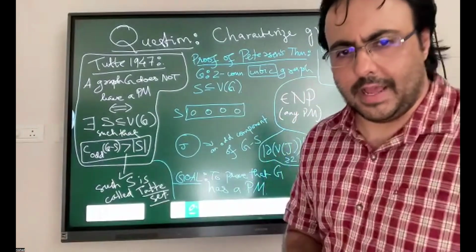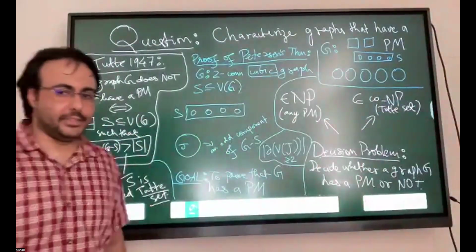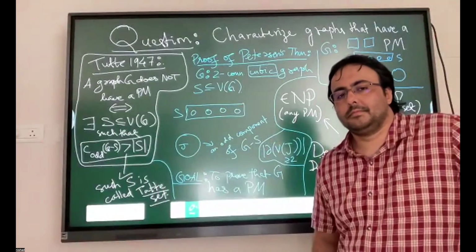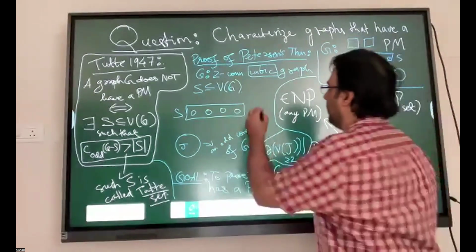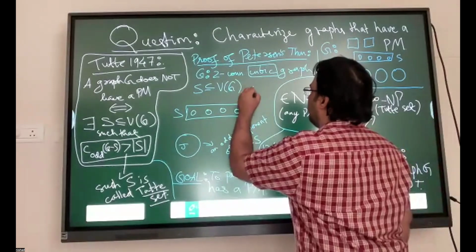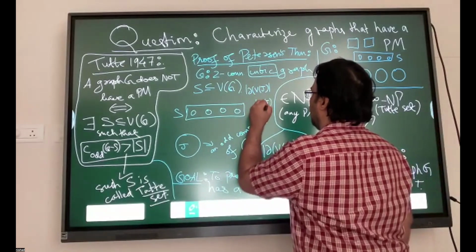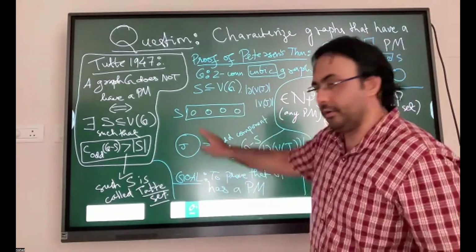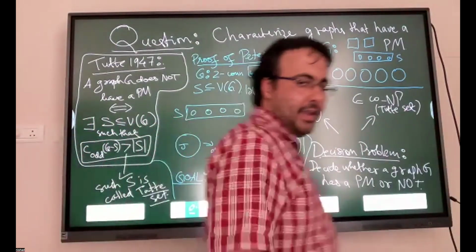I'll give you a hint. Use the handshaking lemma. What can you say by using the handshaking lemma? Okay, let me give you a hint. The hint is there is some relation between these two quantities: the number of edges in this cut and the number of vertices in the odd component. There is some relation between these two using the handshaking lemma. Can anybody see what that is?